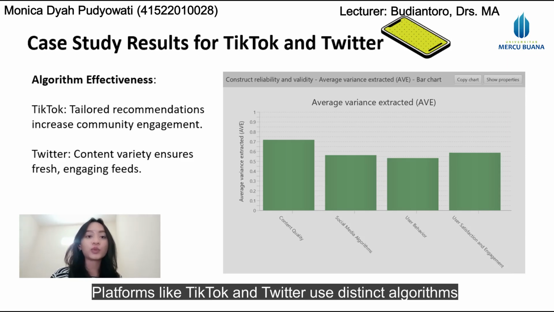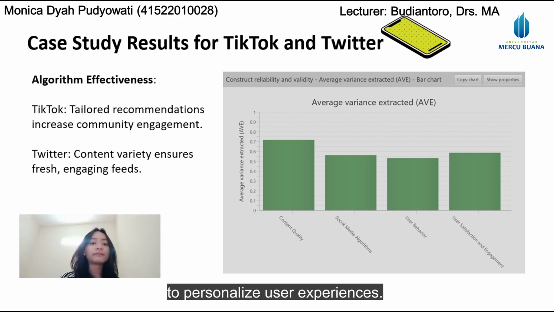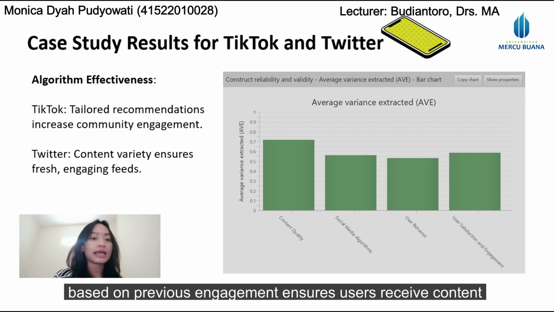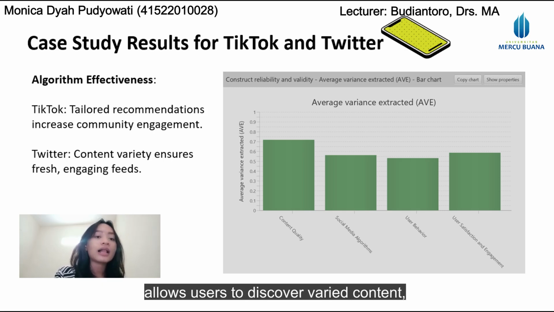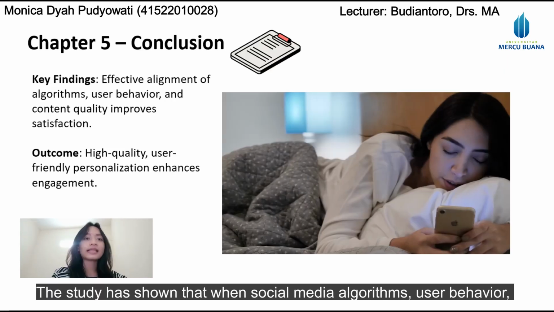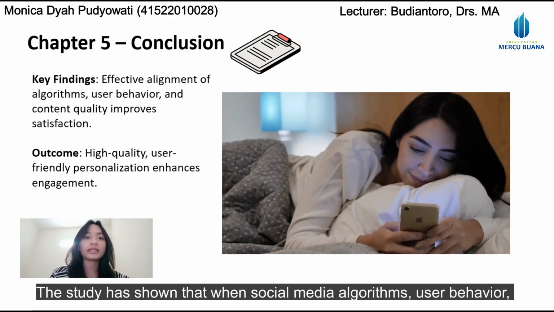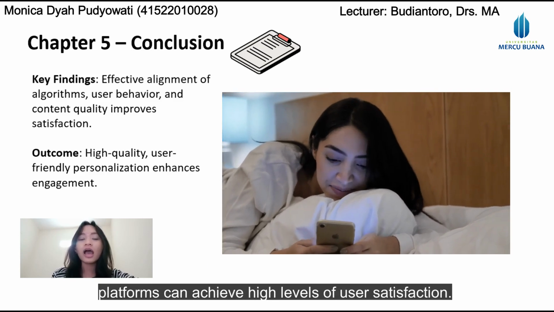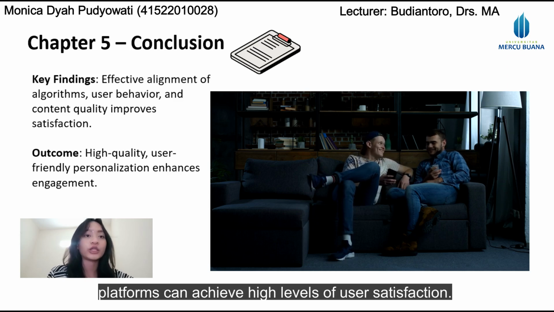Platforms like TikTok and Twitter use distinct algorithms to personalize user experiences. For example, TikTok's recommendation system, based on previous engagement, ensures users receive content that's aligned with their preferences. Meanwhile, Twitter's strategy of focusing on recency and trends allows users to discover varied content, keeping the feed fresh and engaging. The study has shown that when social media algorithms, user behavior, and content quality are well aligned, platforms can achieve high levels of user satisfaction.